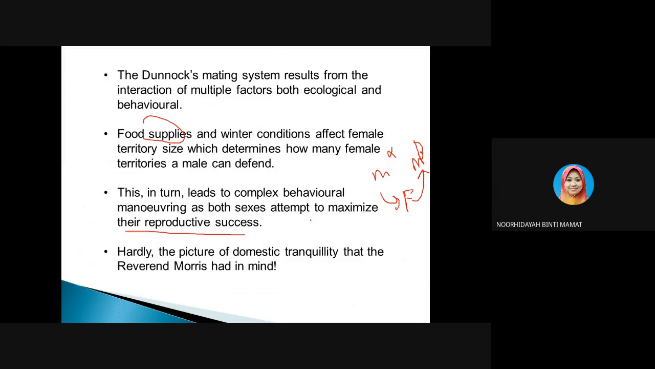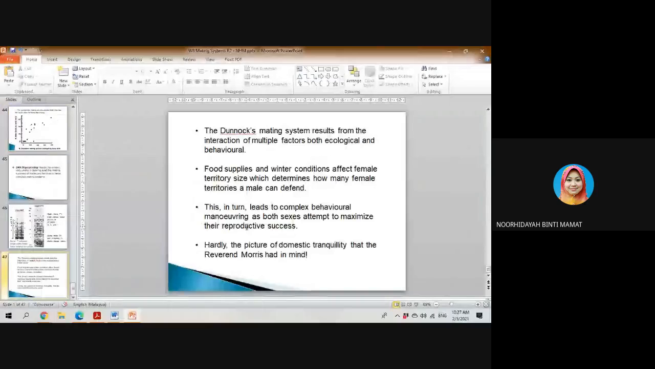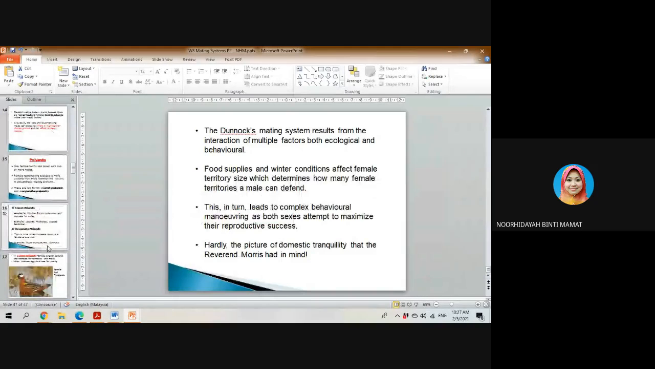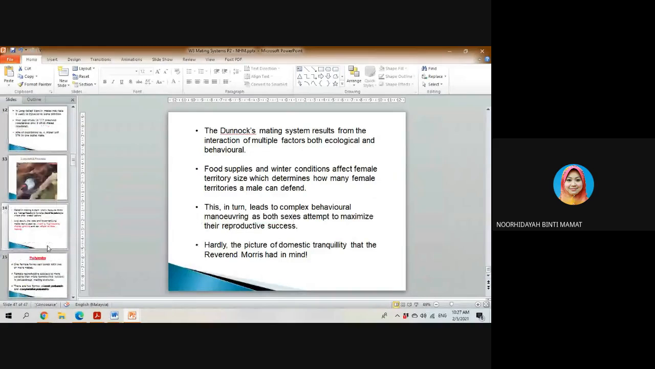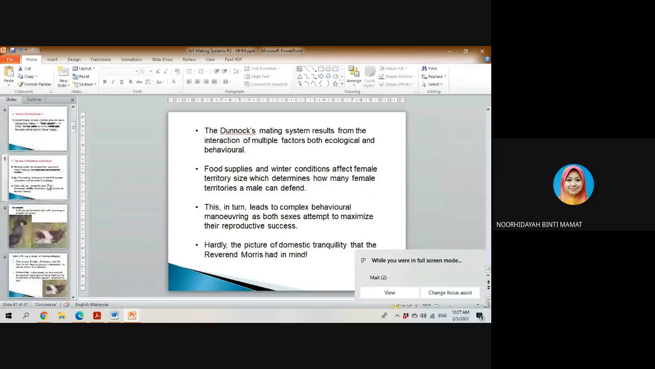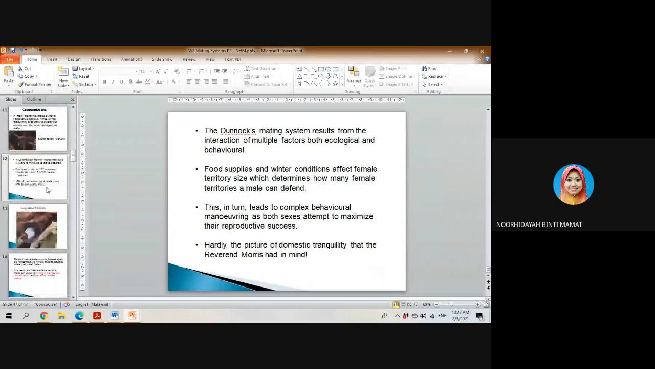So we already end our topic. In this topic we already covered the hypothesis of leg polygyny. Next we go to polyandry and polygynandry.